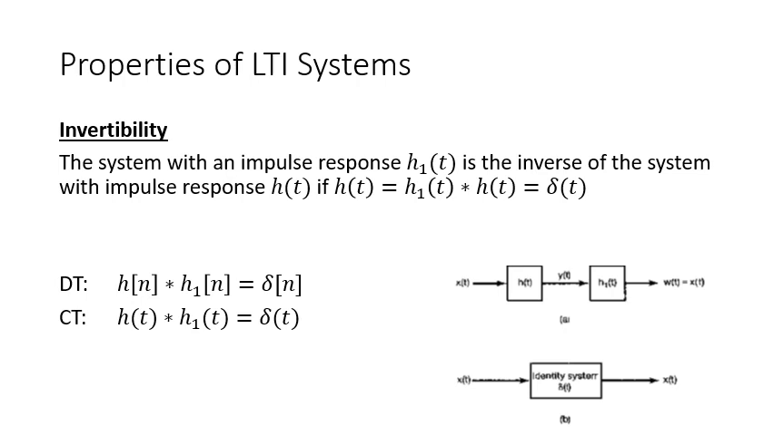So the next system we are going to talk about is the inverse system. We have defined invertibility: a system is said to be invertible if distinct inputs produce distinct outputs, right? In that case, if a system is invertible, its inverse exists. And when the system is connected in cascade with its inverse, then whatever you give at the input, you get at the output.